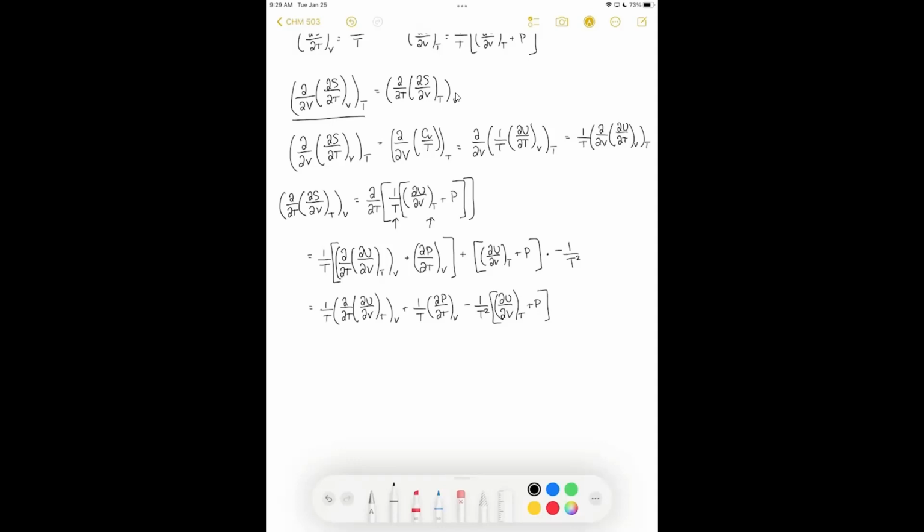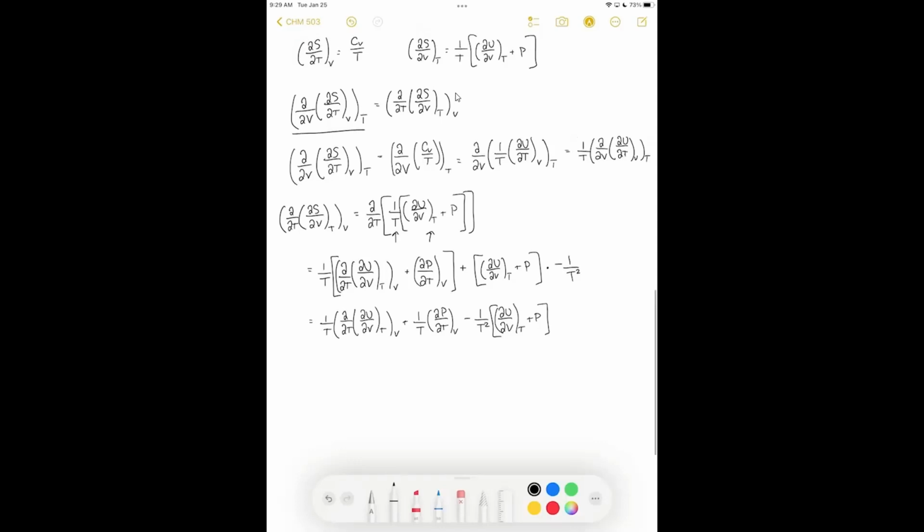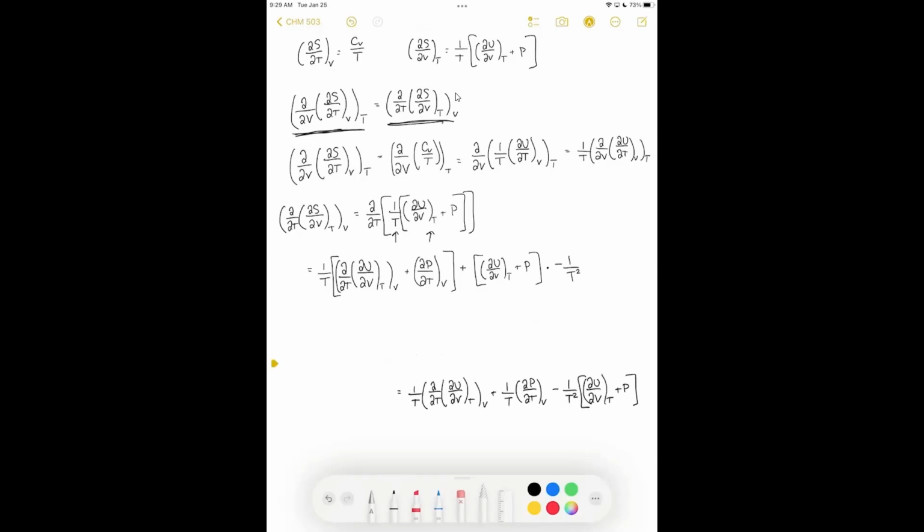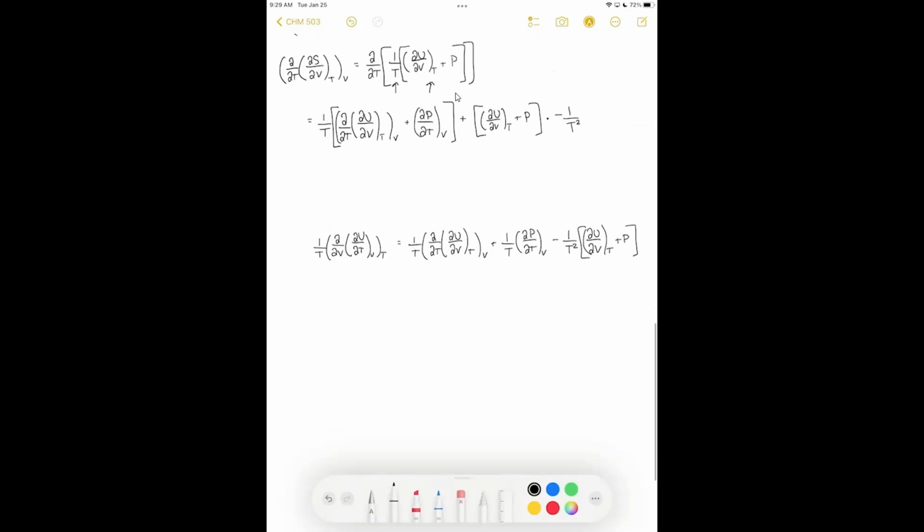And so we can now set these equal to each other, because remember our starting point is that this mixed partial derivative is equal to this mixed partial derivative. So this mess over here is equal to this up here. And so we can set these two things equal to each other. In this case, we can start doing some cancellations. Here we have the mixed partial derivative of internal energy with respect to temperature and volume times 1 over T. And on this side, we also have the mixed partial derivative of internal energy with respect to temperature and volume times 1 over T. So these two terms will cancel. They are equal, just like our entropy mixed partial derivatives are equal.